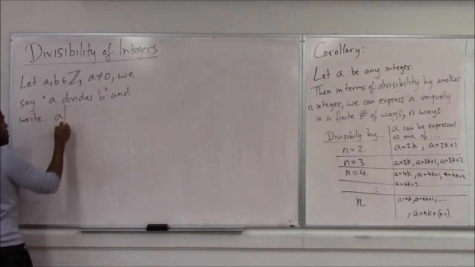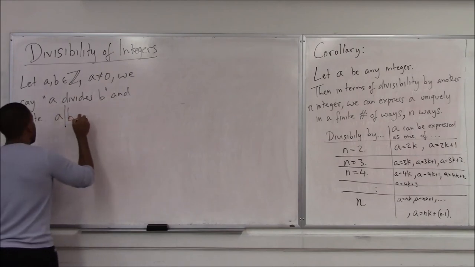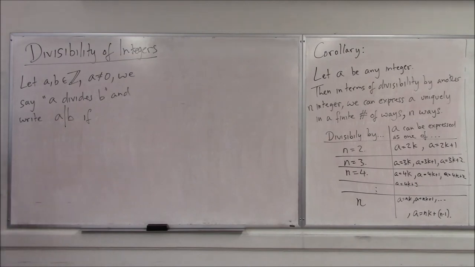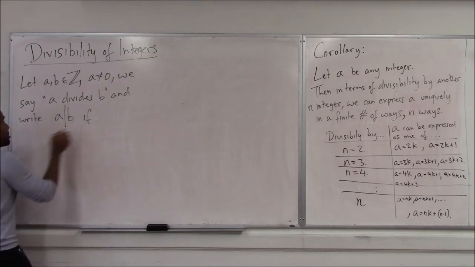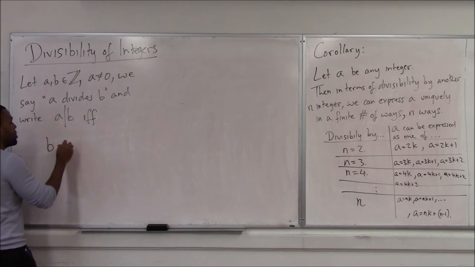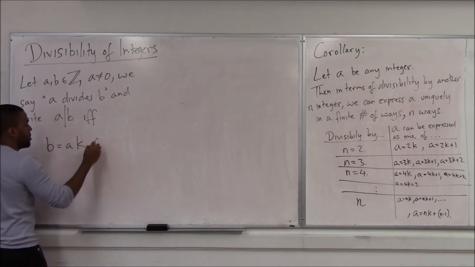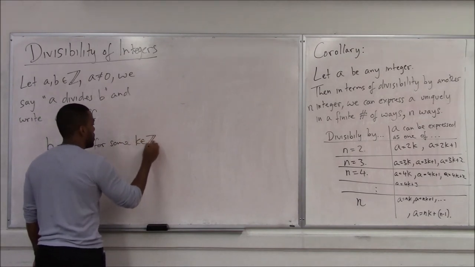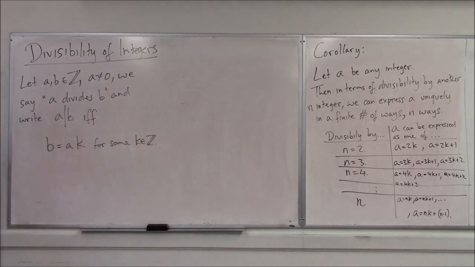And write A bar B, if A divides B. That is another way of saying A divides into B and leaves no remainder. So you can think of it as saying that B equals A times K for some integer K. There's no R, the R is zero. Right? And we say that A divides B.